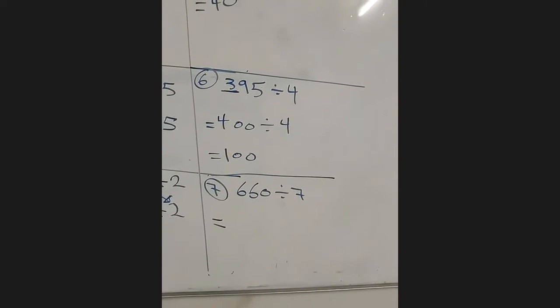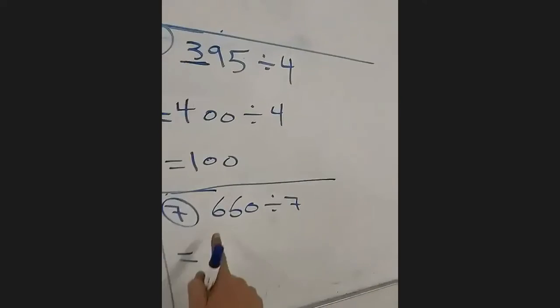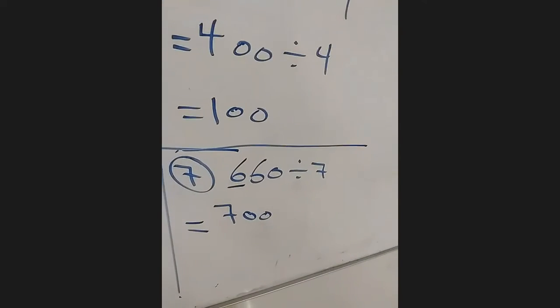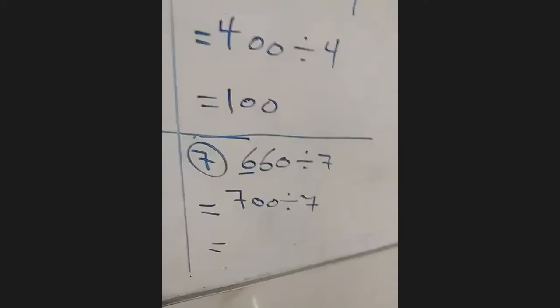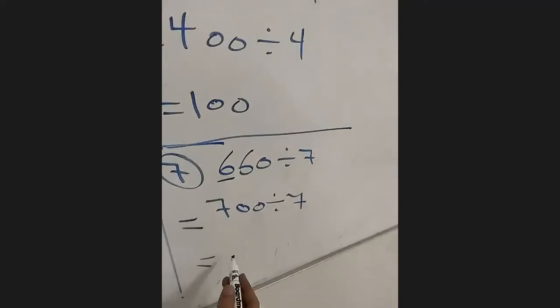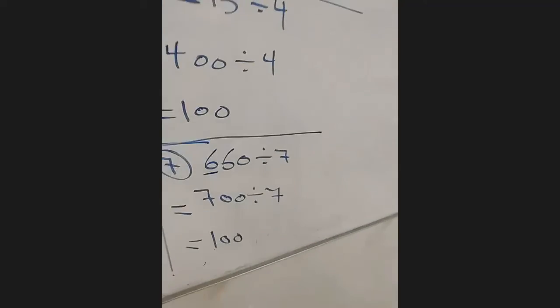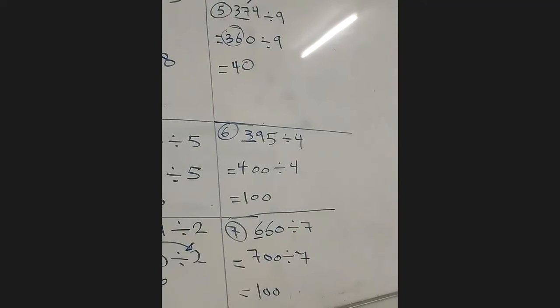Don't think. It will be 700 because we round the first digit here, it will be 700, right? Now divide by 7. 7 divided by 7 is 1, then we have 2 zeros, so 100. This is question 7, guys. Do it.